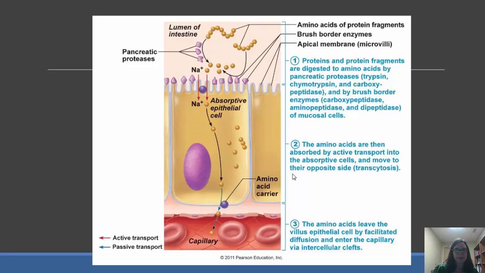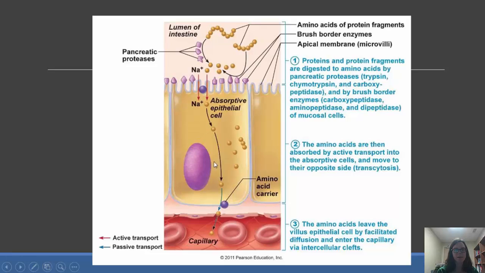Okay, so here's a nice graphic showing how this process occurs at the brush border and how it's absorbed into the epithelial cell and eventually into the bloodstream. So we see we have our amino acid protein in peptide fragments here. We have our brush border enzymes and our microvilli. So first, in this first stage, our protein fragments are digested by pancreatic proteases and by brush border enzymes such as carboxypeptidase, aminopeptidase, and dipeptidase on these mucosal cells here.